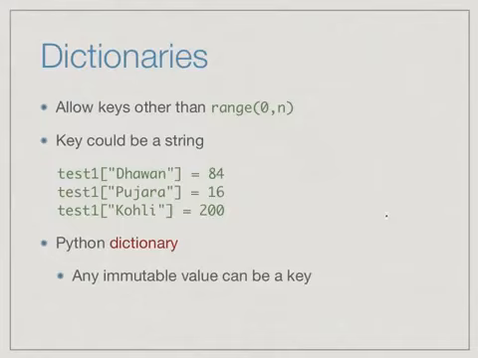So this is what Python calls a dictionary. In some other programming languages, this is also called an associative array. So you might see this in the literature.